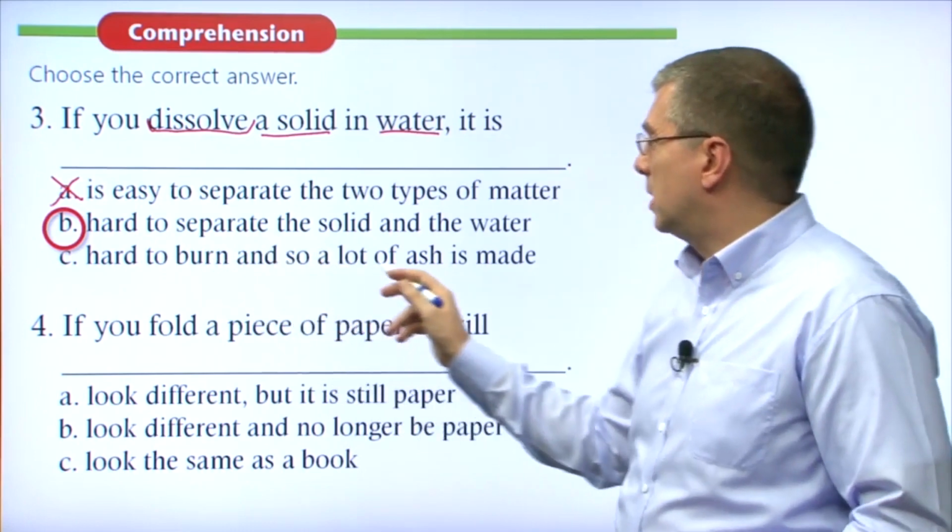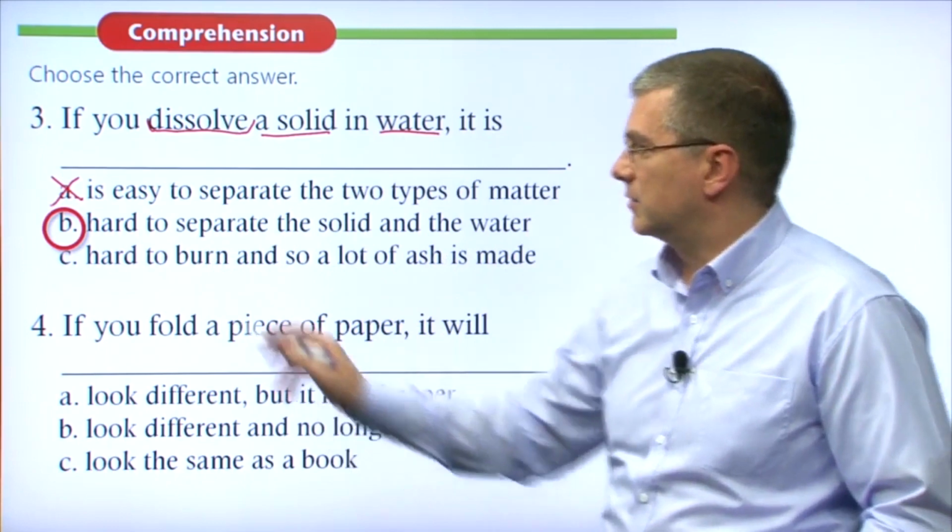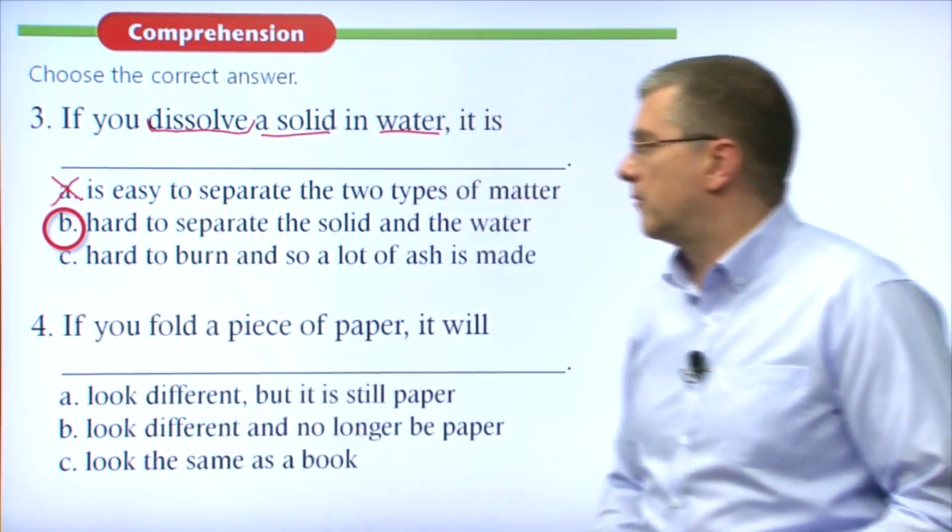C, it is hard to burn, and so a lot of ash is made. That doesn't make sense, right? That's not correct. Okay, so C would be incorrect. Let's move on to number 4.